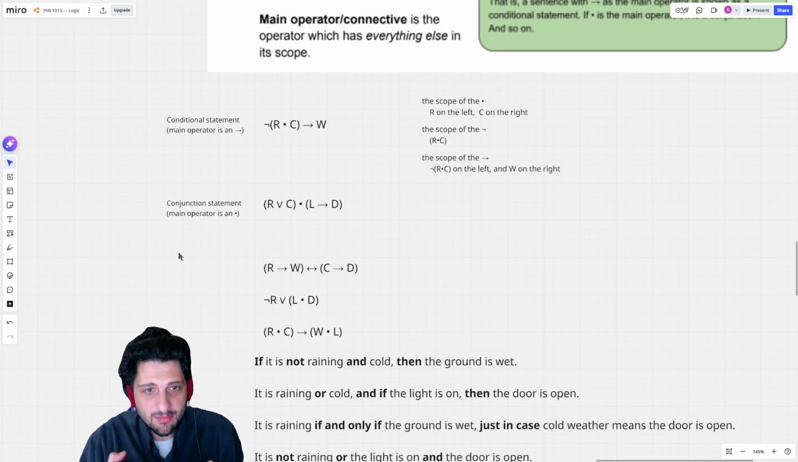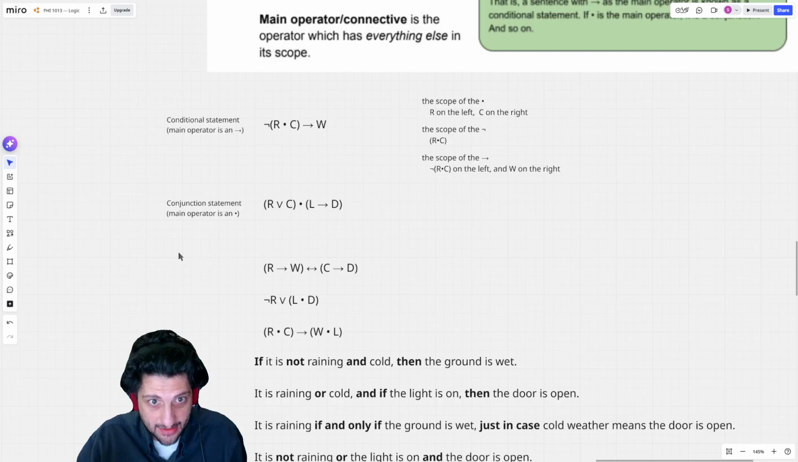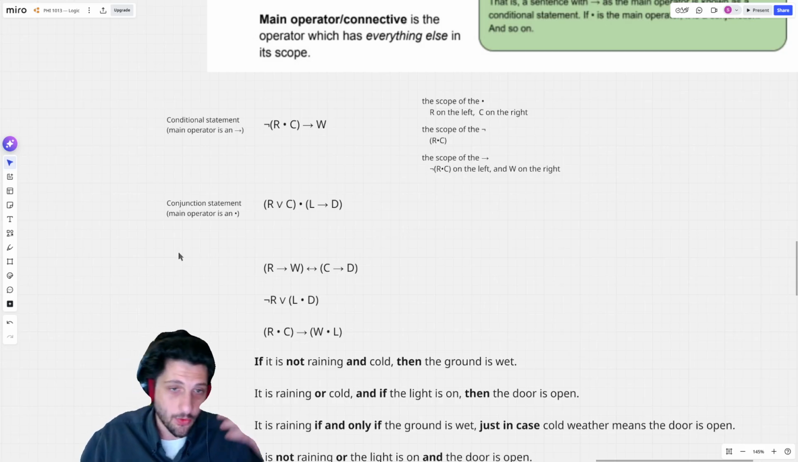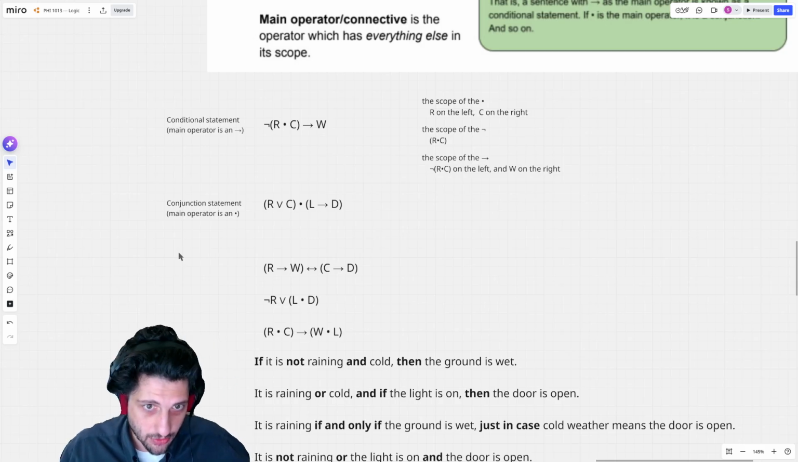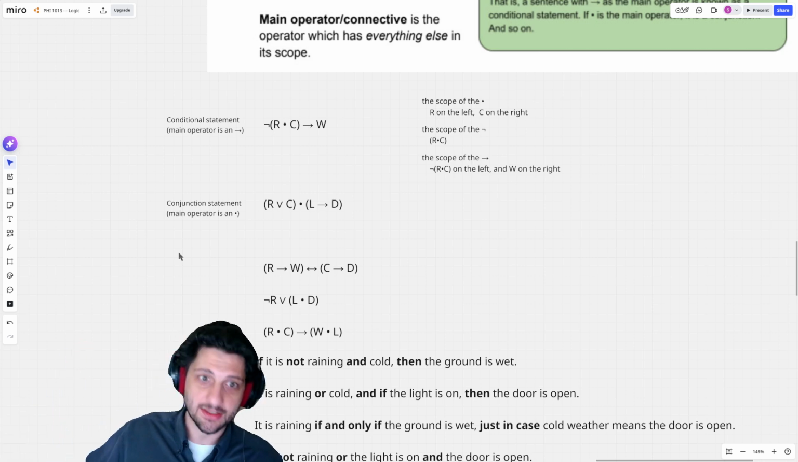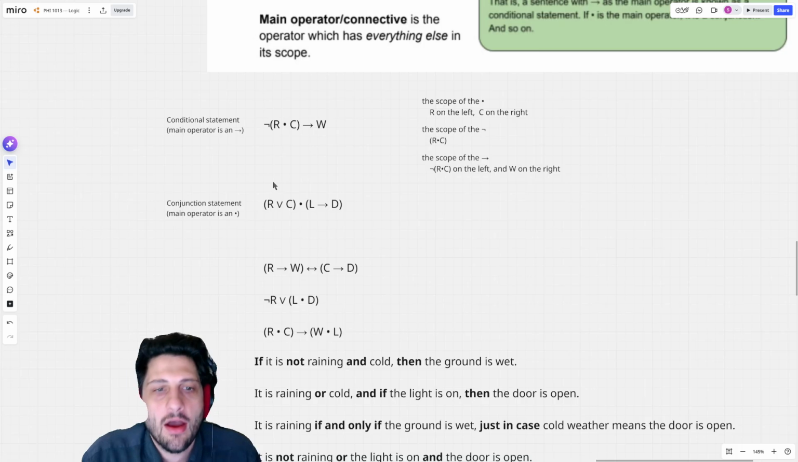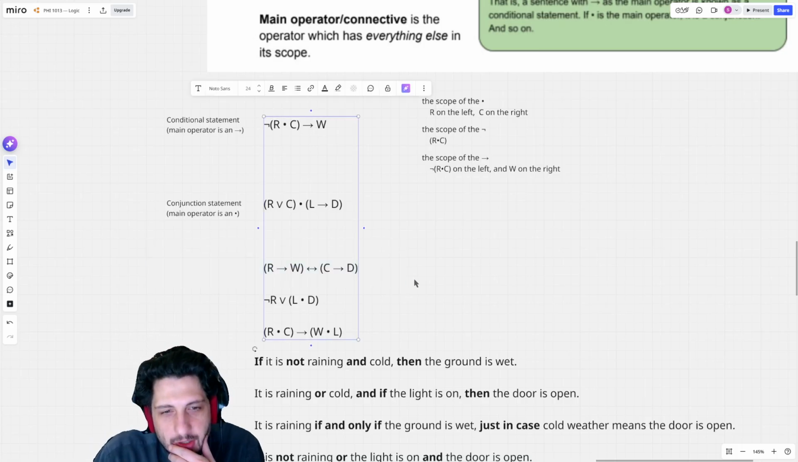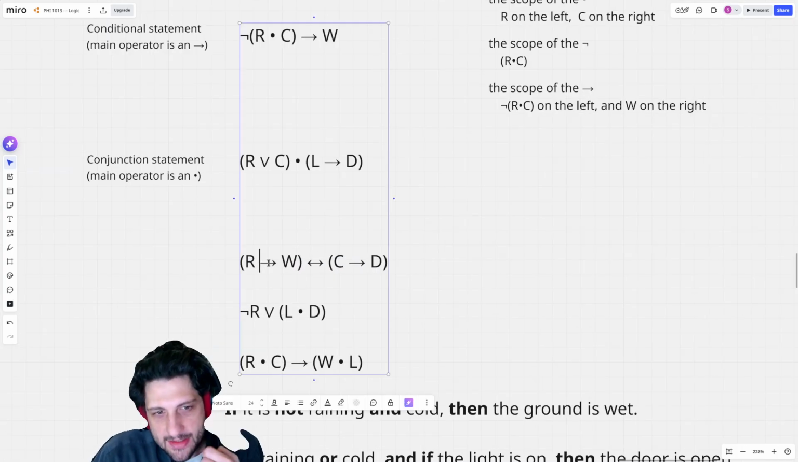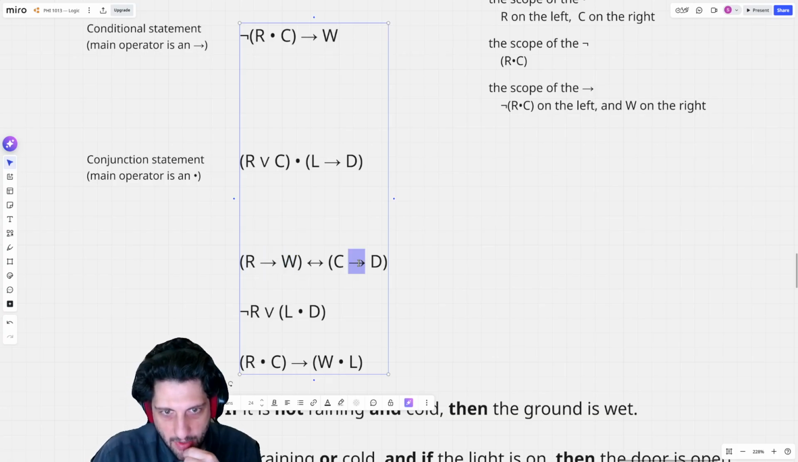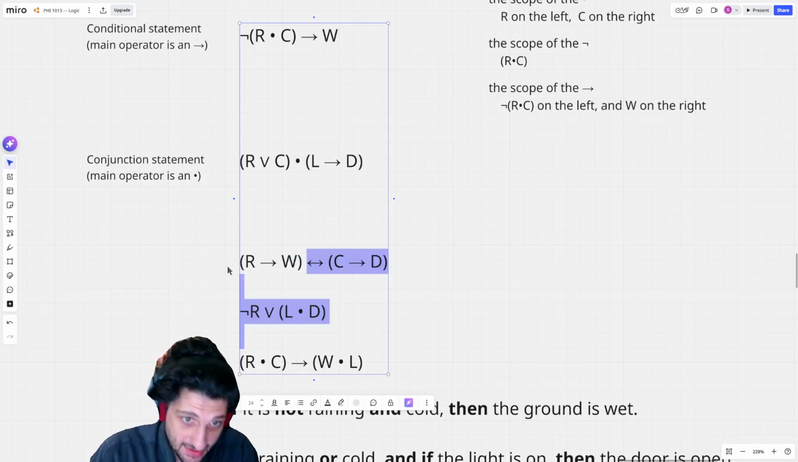So the statement itself, a lot of things are going on, but at its core, it's a conjunction. It's telling me two things are true. On the one hand, R or C is true, and on the other hand, if L then D is true. Those two complex statements it's telling me are true. Okay, so then this next one, the main operator, well, it's not this left conditional, because the left conditional only sees the R and the W. The right conditional only sees the C and the D. It's the biconditional that sees the entire left side and the entire right side.